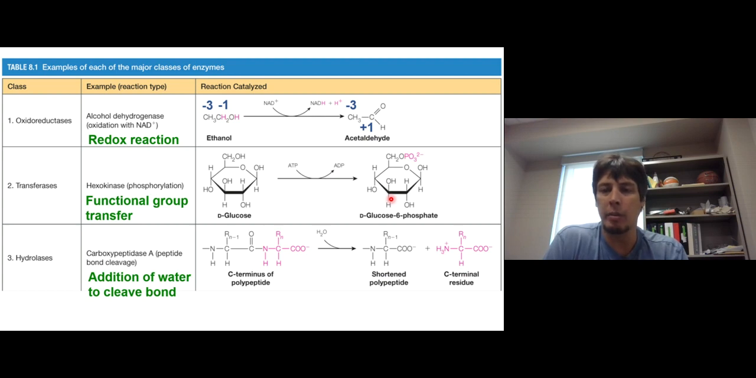This is now cleaved to form glycine, and then the polypeptide has one less amino acid on its chain. So the key here is that this is a hydrolysis reaction. This is addition of water across the bond to cleave it, and that's indicated in the name hydrolase.